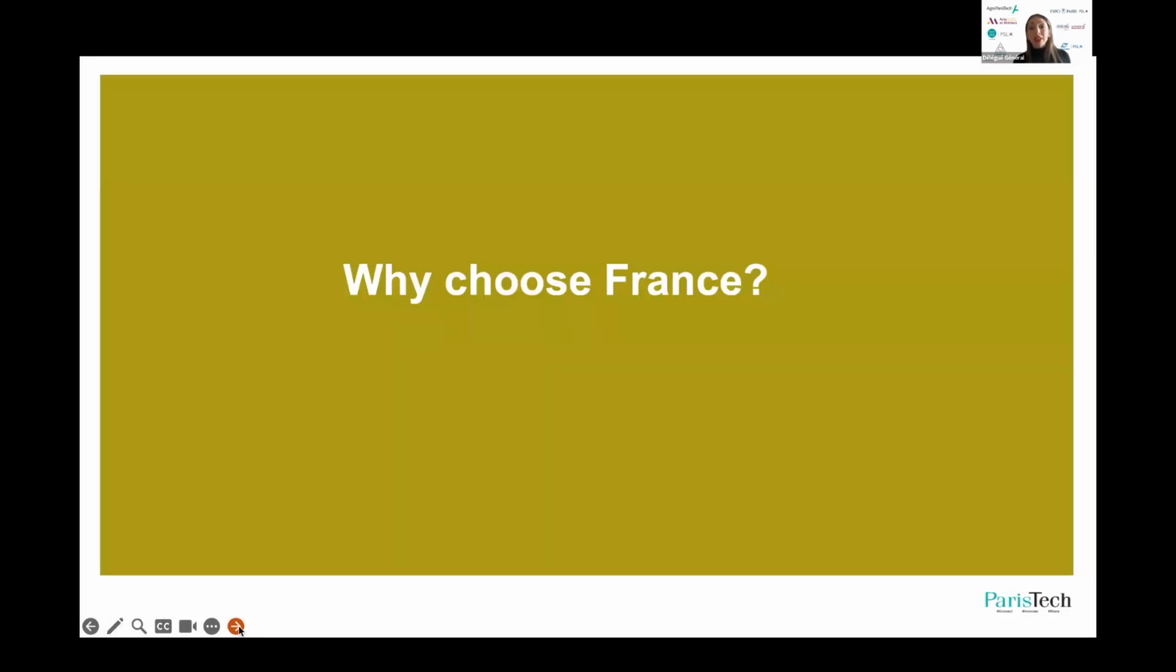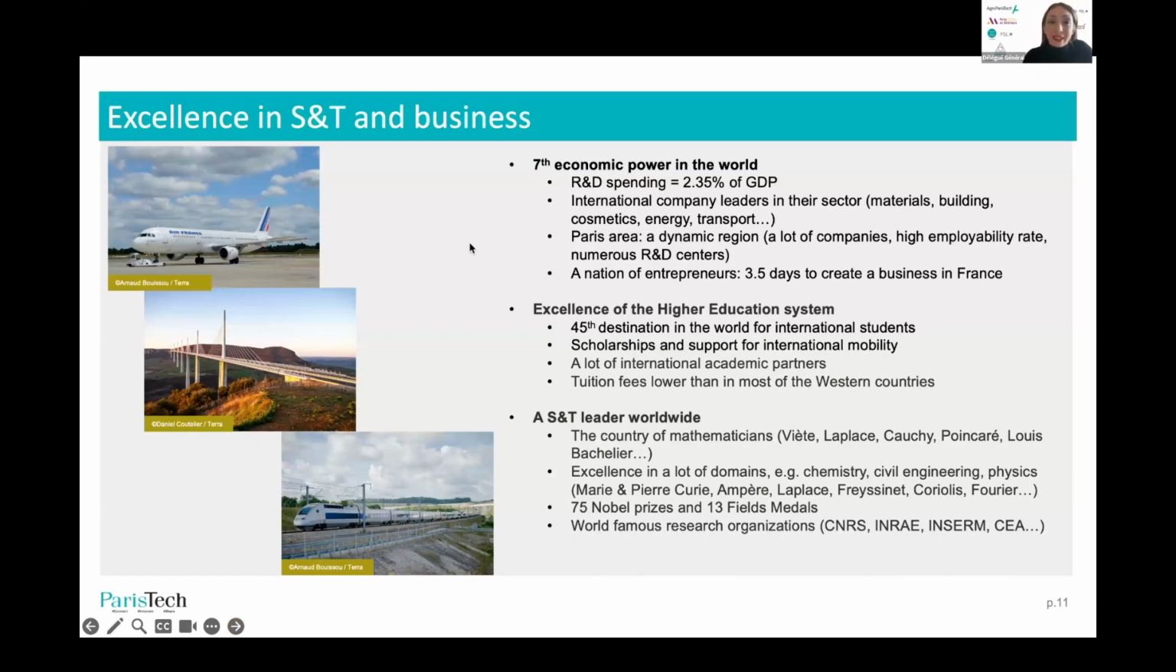So now, why choose France? Of course, I can tell you that you can choose France because it's the most beautiful country in the world and you will enjoy it. But there is another specific reason, and maybe you will agree with that. Regarding the excellence in science and technology and business, it's a very good choice to choose France because we are the 7th economic power in the world, and we have international company leaders in a lot of sectors that are related to the disciplines that we are studying and teaching in our school. So materials, buildings, energy, etc.